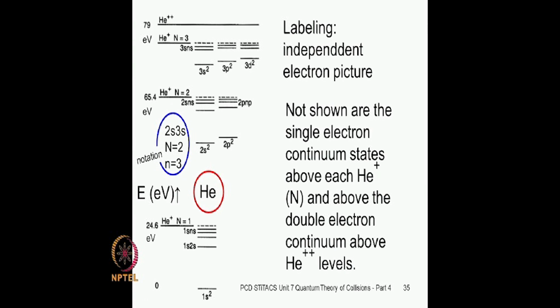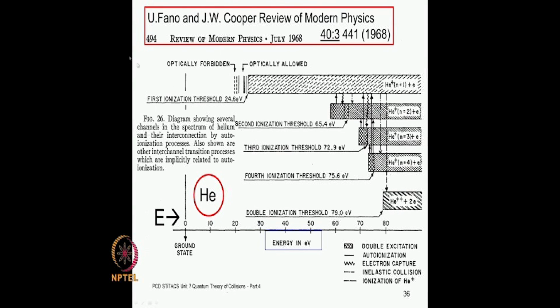But there are other figures in the literature, and I will show you this classic figure from Fano and Cooper's paper. Here you have the series limits, which is 24.6 over here, then 65.4 for this, then 79 for this, and so on, and there will be so many which go through the roof of this picture. This classic figure is from Fano and Cooper's Review in Modern Physics in 1968. Many of you would have seen this. This is one of the most famous figures in the literature on resonances.